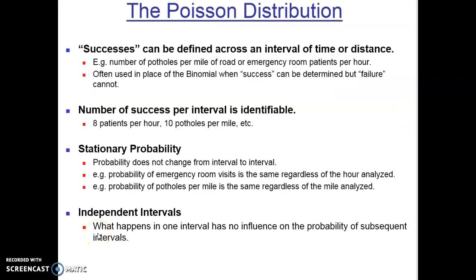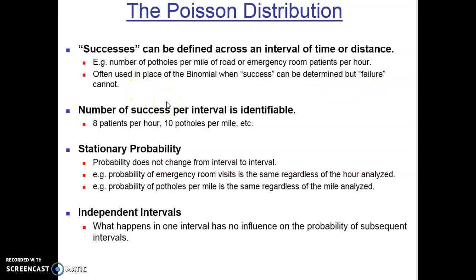Now let's move on to the second discrete probability distribution called the Poisson. This one is used when successes can be defined across an interval of time or distance, as opposed to a fixed percent that defined a success in the binomial. Example might be the number of potholes per mile of road. That would be an interval of distance, or emergency room patients per hour, interval of time. It's often used in place of the binomial when success can be determined but failure cannot.